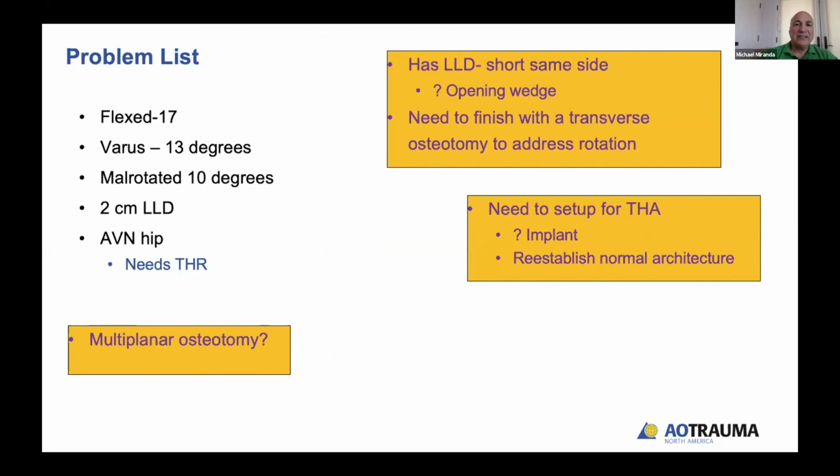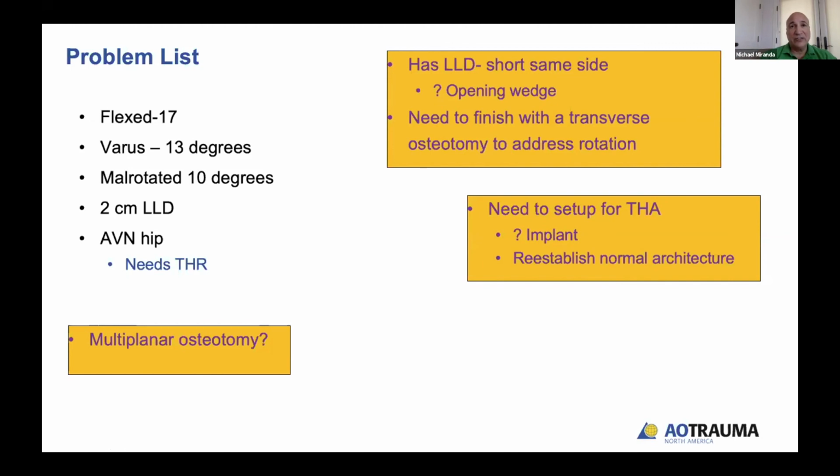But the reality is that the only way to resolve that is to create an opening wedge. Opening wedge osteotomies in the lower extremity are inherently unstable. Plus, it's very, very difficult to do rotation because you'll have very little bony contact. So unfortunately, I can't do that. I'm going to have to do a closing wedge osteotomy. I also need to make sure that he gets set up for his total hip, because that's the next step. So I'm going to try and avoid a plate, and I'm going to use a nail to fix this.